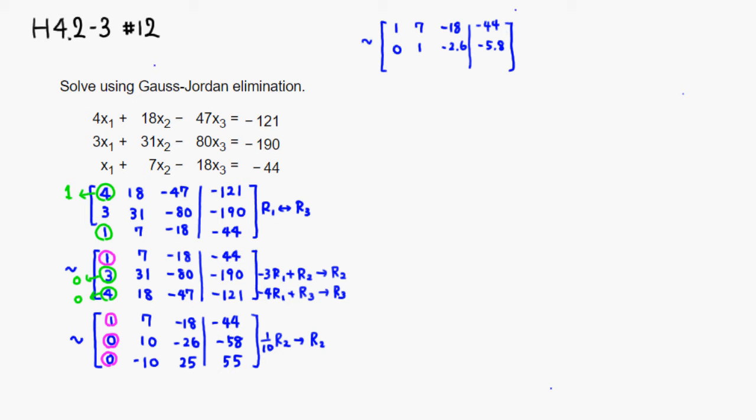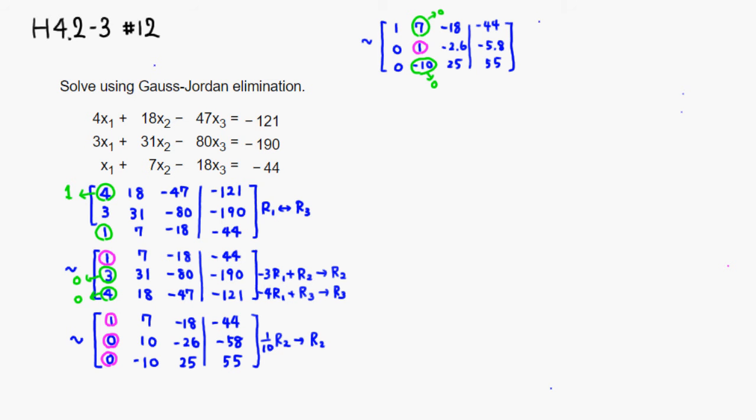Alright, then nothing happened to the last row, so it's 0, negative 10, 25 and 55. Right? So we got 1 here. Then what we need to do is turn this guy into 0 and turn this guy into 0. So let's do that.